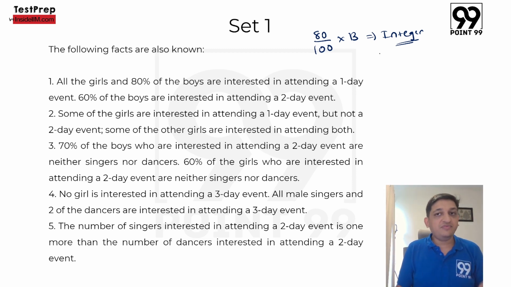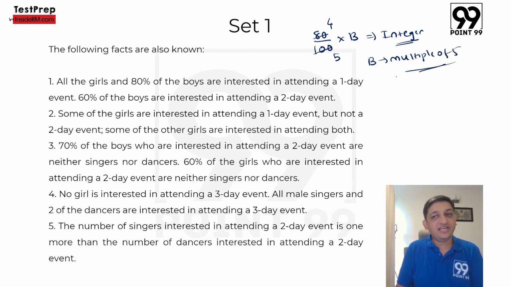Fine. So this is what we are going to get in terms of the number of boys that are interested in a 1 day event. So I know for sure that अगर मैं इसको reduce करता हूँ ना, this is 4, this becomes 5. I know that b has to be a multiple of 5. इतना मेरे को समझ में आ गया. So b has to be a multiple of 5, and because b has to be a multiple of 5, I will be comfortable knowing that b can be 5, 10, 15, 20 and so on. ये मेरे को अभी तक समझ में आ गया.